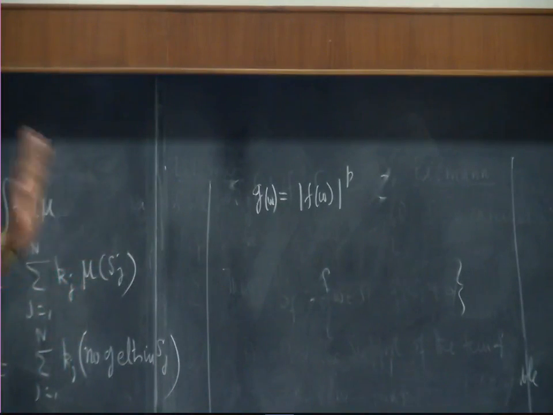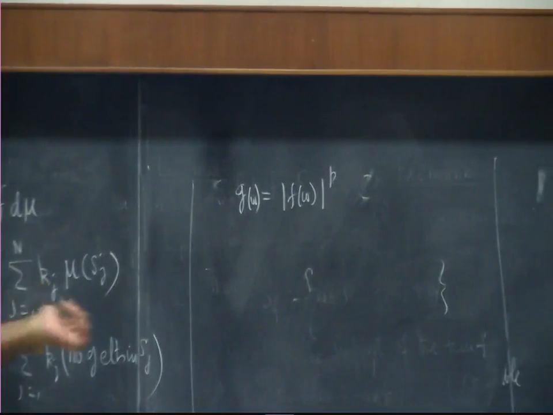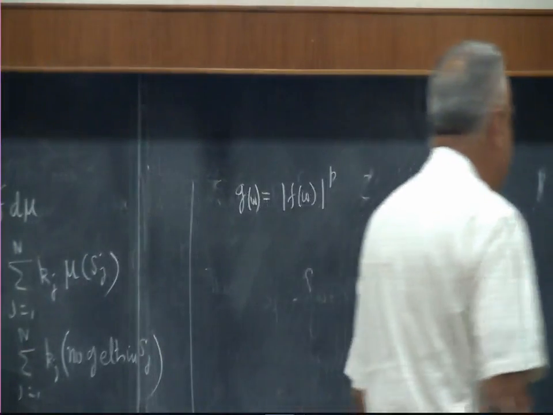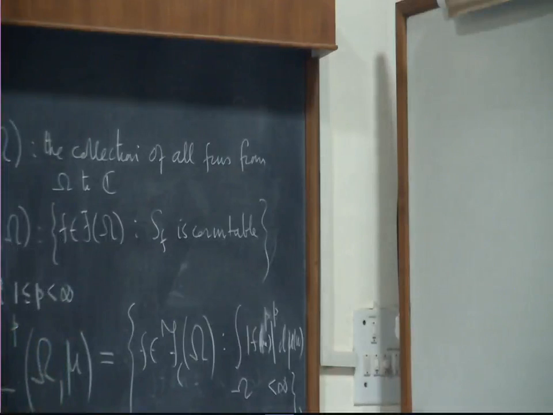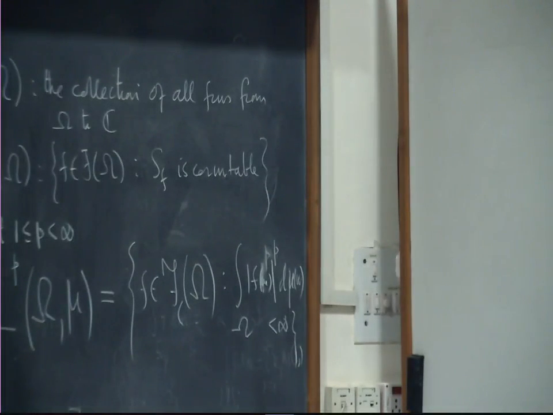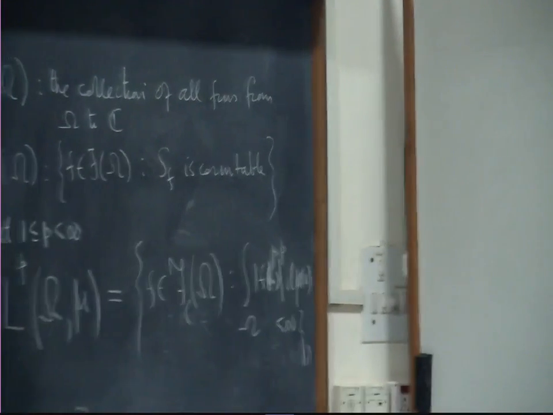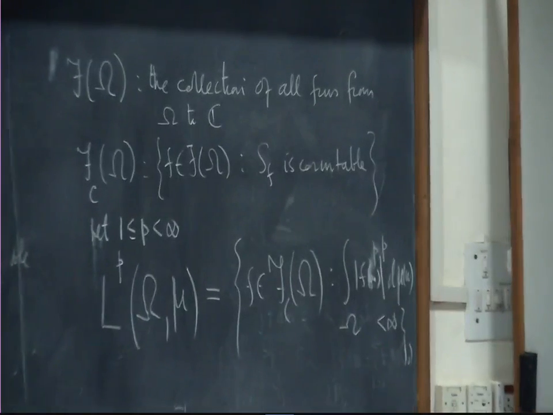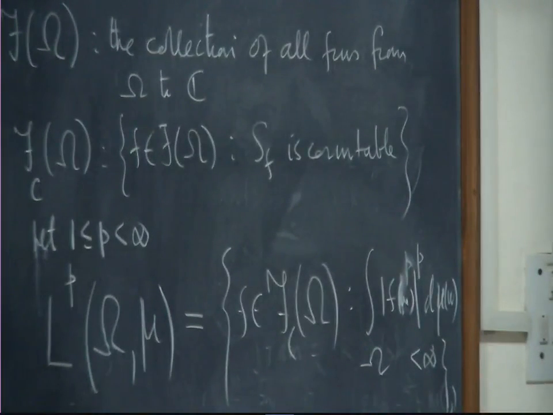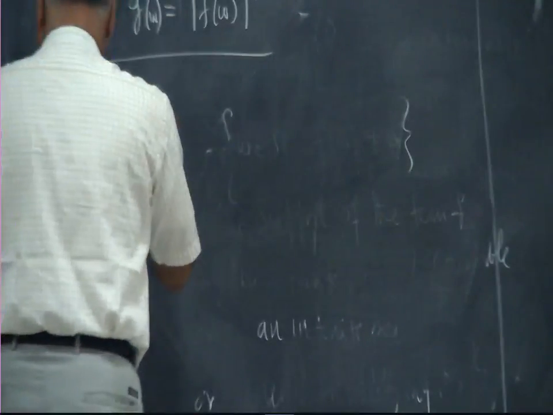Well, I can approximate this function by a simple function. What simple function? Suppose its support is finite, then it is already a simple function: 1 into that point, 1 into that point, the value into that point, and so on and so forth. Okay, let me finish this.